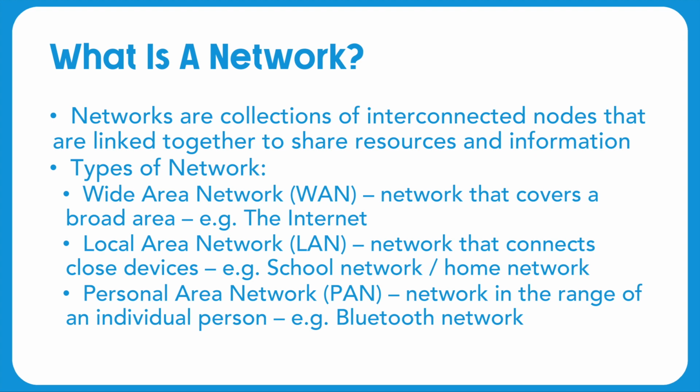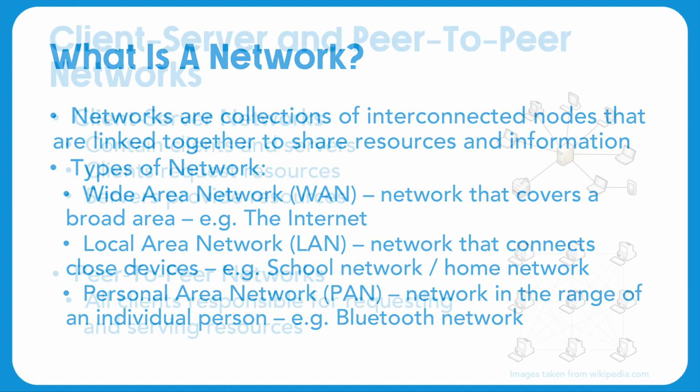Wide area networks, or WANs, are networks that cover a vast geographical area and have infrastructure that's owned by multiple businesses. The internet is an example of a WAN, as it's a network that covers the globe. Local area networks, or LANs, are networks that cover local geographical areas such as your school or home network. You also have PANs, or personal area networks. These are networks that stay within the range of an individual person, such as a Bluetooth connection which may only have the range of around 10 meters.